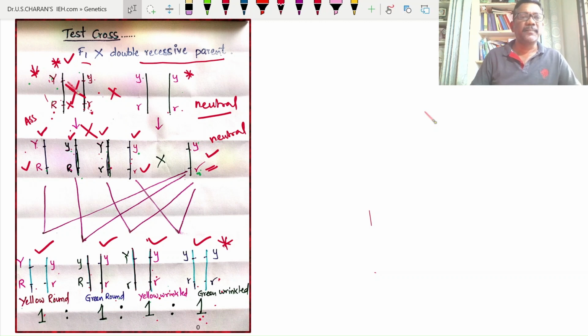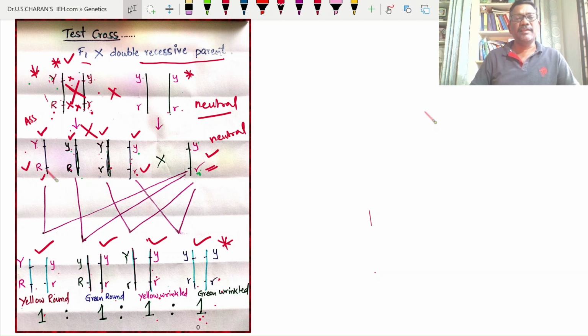Here you can see the gametes produced from this F1 dihybrid parent. This gamete is the same. This small y, smaller gamete, is also the same. These two gametes you have to observe. If the crossing over takes place here or here, they can form these two types of gametes. These two types of gametes are different. These two are genetically recombined gametes.